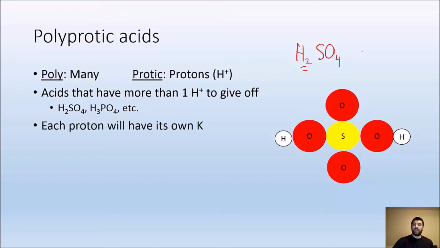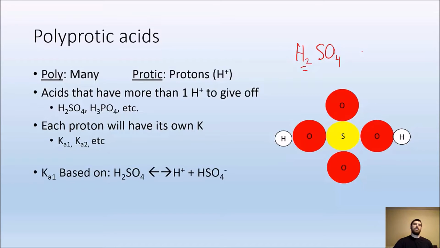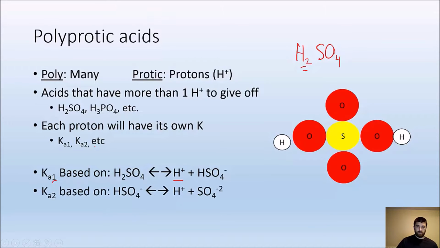Each proton will have its own K, its own equilibrium constant. Ka1 is for the first proton, Ka2 will be for the second one, and so on. So Ka1 is based on this equation. It's the first H that is given off, so the first H that gives off, we denote 1, and the second one, we denote 2. This is for Ka1, and then that would be for Ka2.